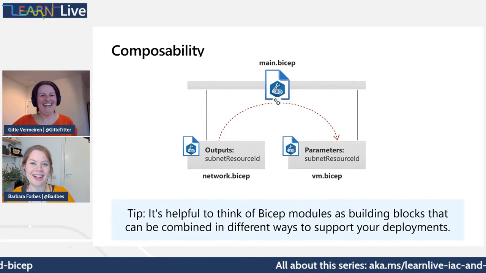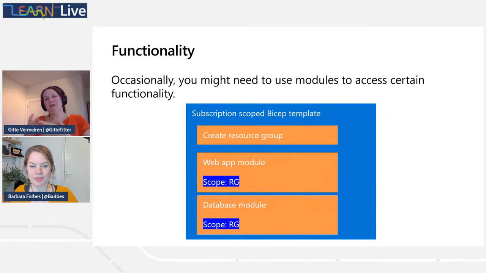Yeah, exactly. Cool. And the last benefit we want to point out for module usage is that with modules, you can actually also do things with your Bicep templates that you can't do without modules. One of those things is, suppose you have a Bicep template where you want to deploy things at the subscription scoped level. In your Bicep templates, you can define scopes to which you want to deploy certain resources. Suppose I have the subscription scope Bicep template. In there, I want to create a resource group, but as next steps, I also want to create, within that resource group, a web app and a database, for instance. That's where you can use a module for the web app and the database, where you scope that module towards the resource group. So that functionality is not possible without the usage of modules, right?